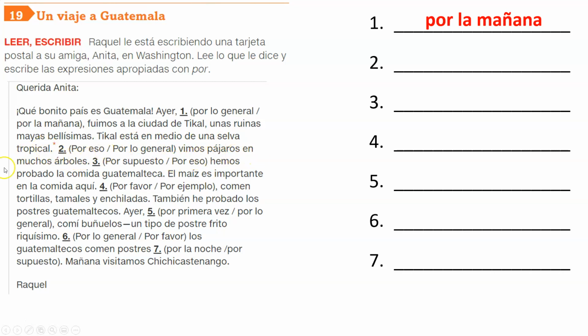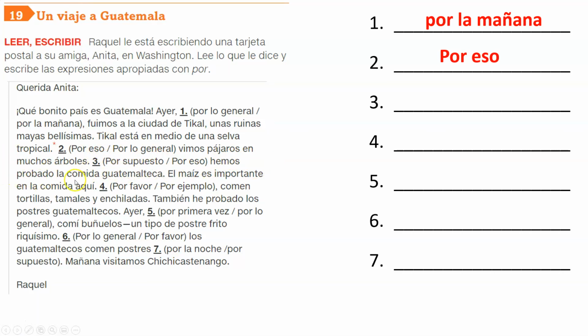Blank, vimos pájaros en muchos árboles. So, blank, we saw a lot of birds in the trees. Probably not in general, probably because of that, or therefore. Por eso, vimos pájaros en muchos árboles.